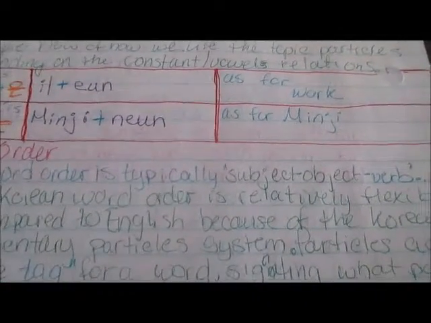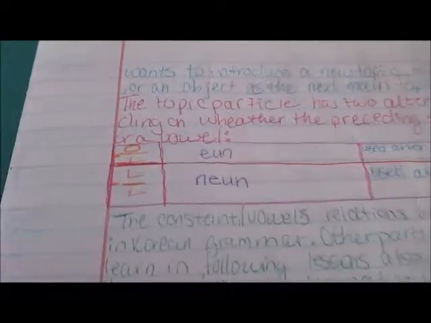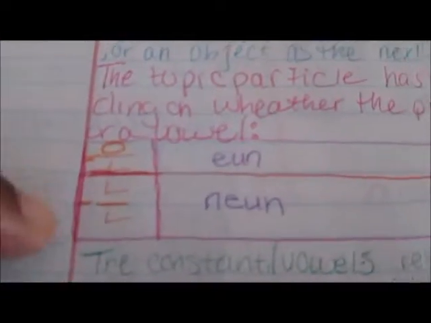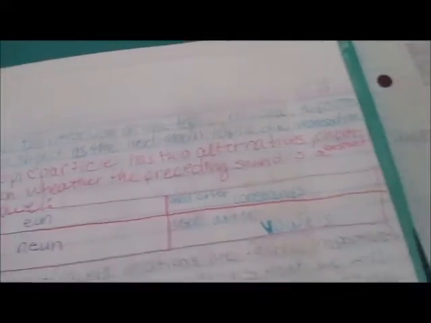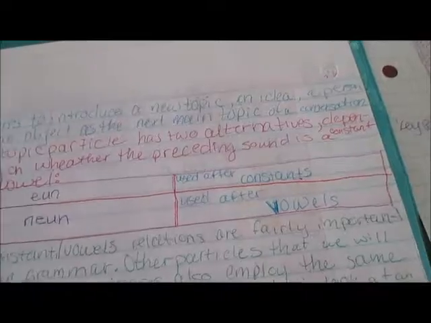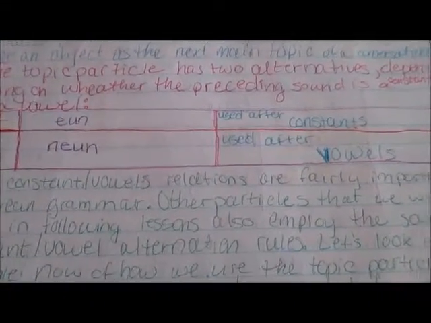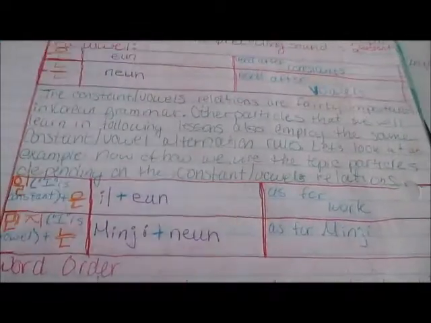I don't know, where's that? Here it goes. Or the eun and neun. So eun is used after consonants, and then neun is used after vowels. So these little letters right here, I would get so stuck on it. I would forget that it's not necessarily part of a word or things like that. I forgot how to explain it, but later on in the video I will.